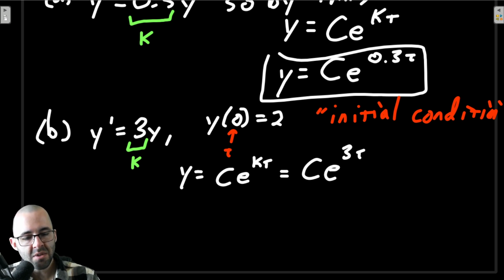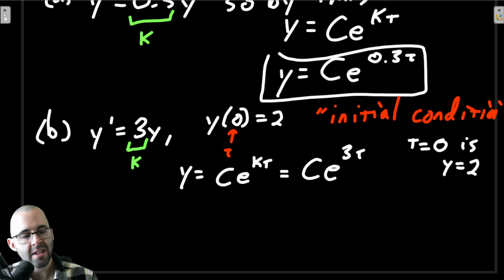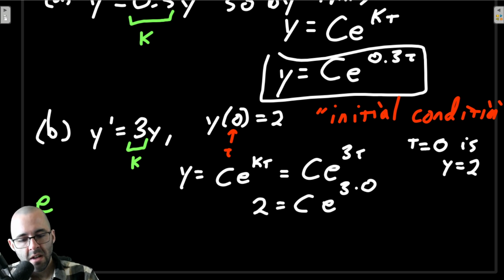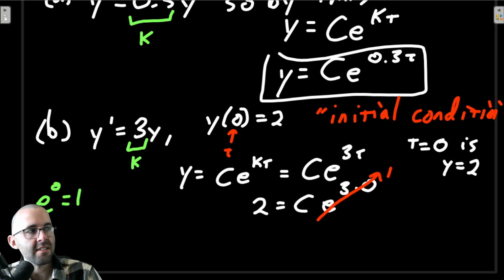So when t equals 0, y is equal to 2. That's what that initial condition says. So we plug it in. Y is 2. That's equal to c e to the 3 times t, which is 0. And remember that e to the 0th power equals 1. So this whole thing is e to the 0th, which is 1. So we're just going to get c is equal to 2.